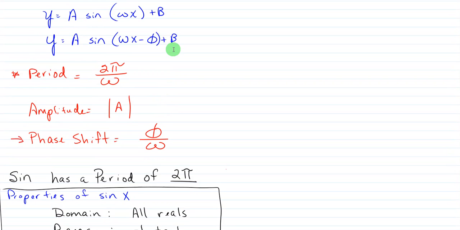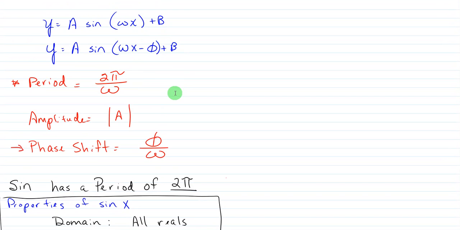The period is equal to 2 pi normally. Any sine or cosine is 2 pi, meaning it would repeat at 2 pi. But when you have a number in front of the argument here of x, then you have to have 2 pi over that number. That'll give us the period.